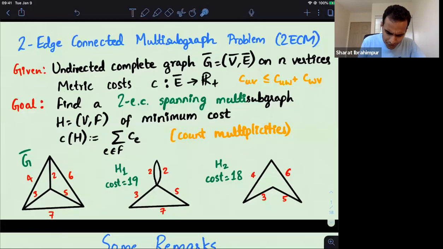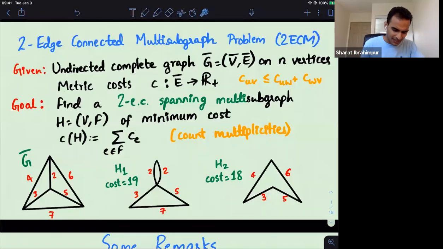And I use the word multi. What it means here is that I'm allowed to use multiple copies of the same edge. So that is allowed. This is similar to what we see for TSP. We'll come to that in a bit.